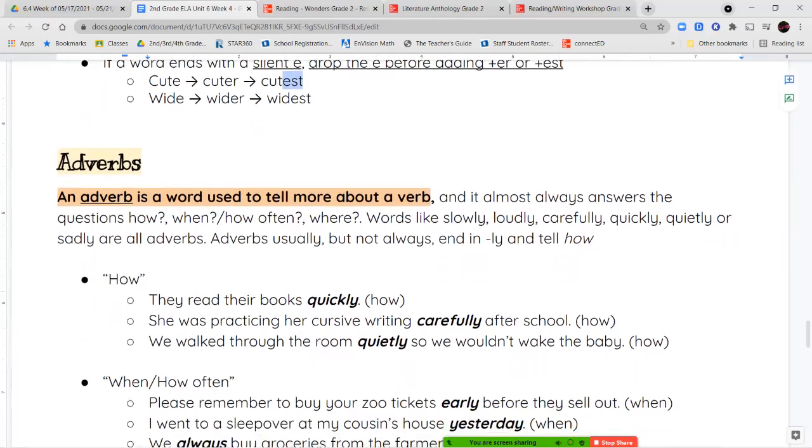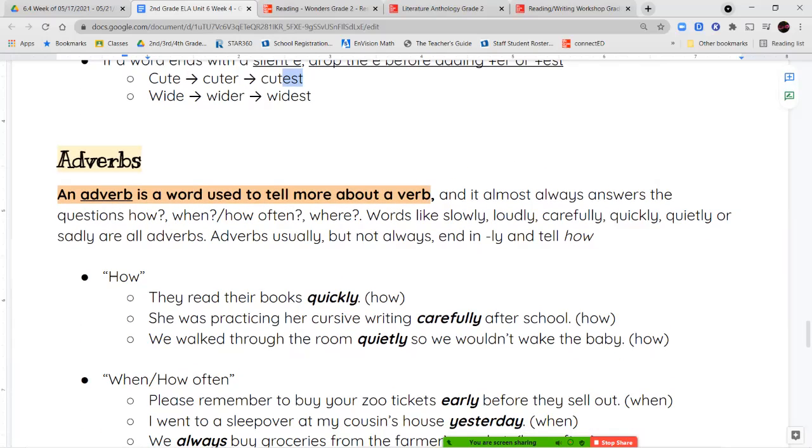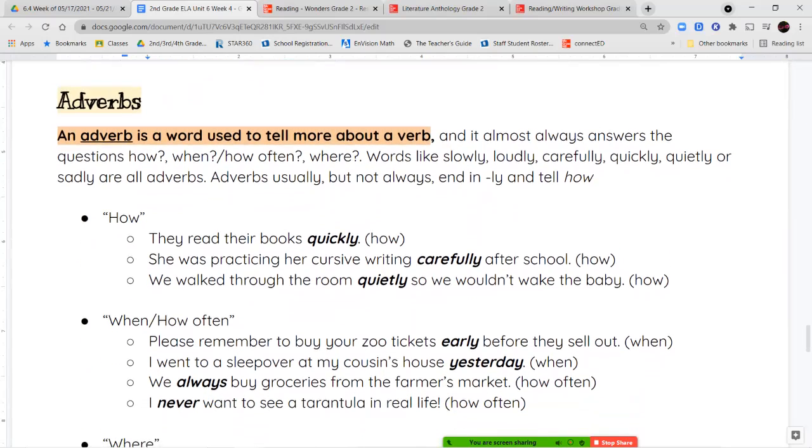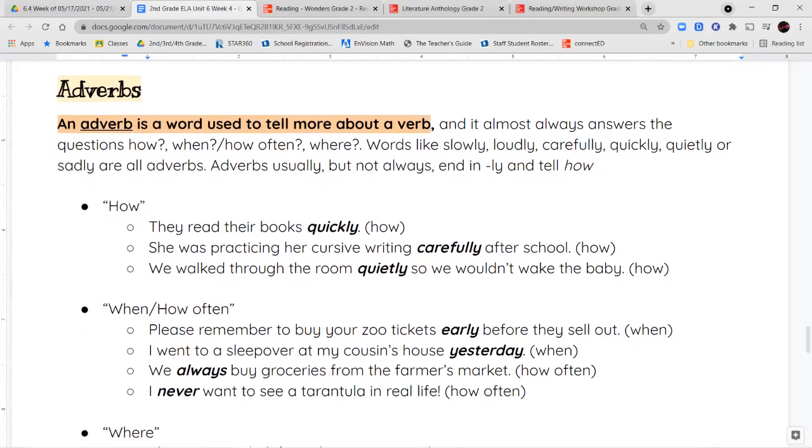Next, we're going to talk about something called adverbs. So an adverb is a word that tells more about a verb, and it's almost always going to answer questions like how, when or how often, and where. Words like slowly, loudly, carefully, quickly, quietly, or sadly are all adverbs. And adverbs usually, but not always, will end with an ly when they're telling you how.